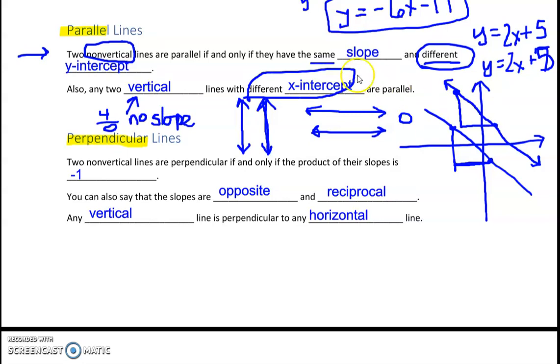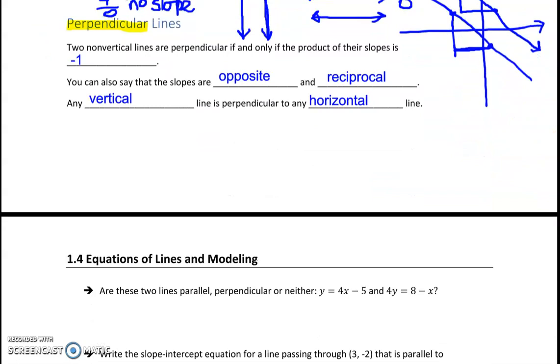Okay, so the key here, the thing that you want to remember, you need to remember all these details, but the main thing is parallel, same slope. There's a few little stipulations there that we talked through, but that's the key takeaway here.